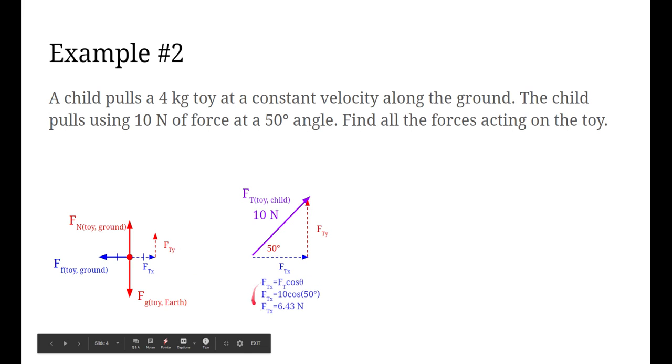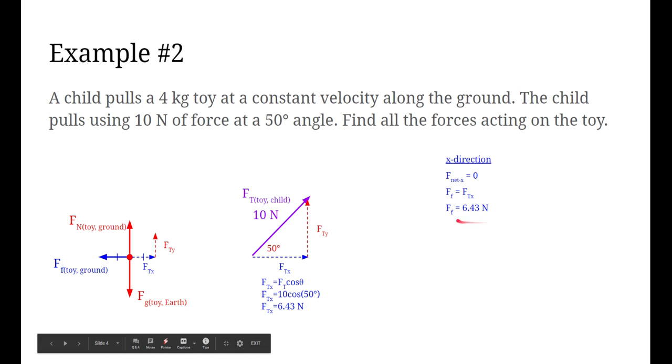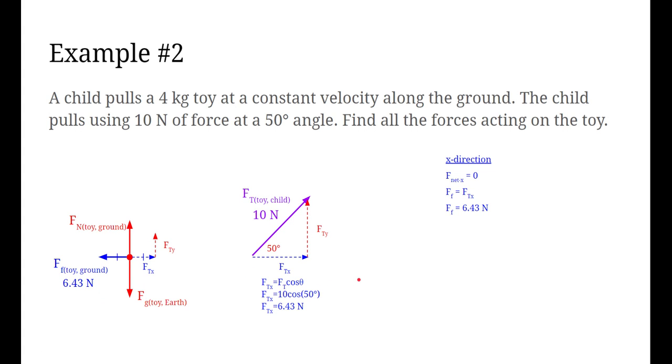So if we find the x component, we can do that by multiplying the hypotenuse times the cosine of the angle, and we get that the x component is 6.43 newtons. And so then the friction force has to be balanced. And so we can say that the friction force is the same strength, just going to the left. The y components, or the vertical forces, are going to be a little bit more complicated.